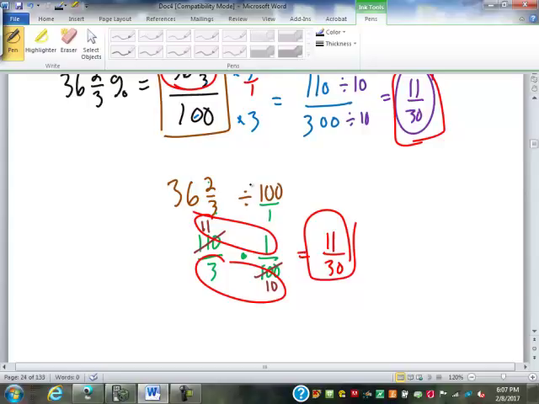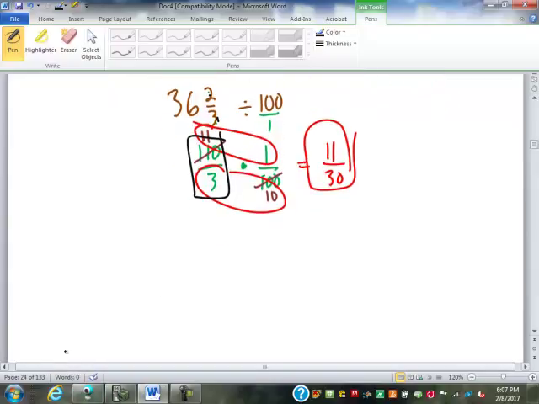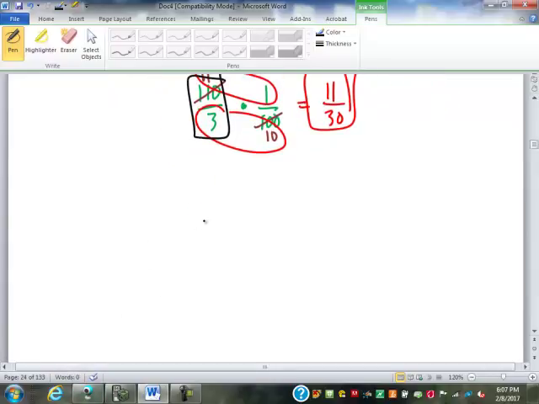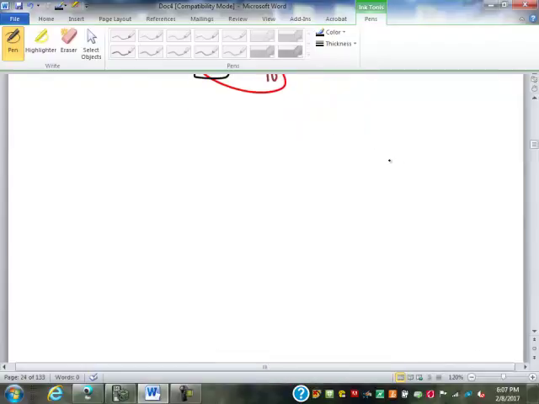Where did 36 go? 36 times 3 was 108, plus 2 is 110. So 36 and 2/3 became 110 thirds. Gotcha. Sorry. No problem. Be nice.